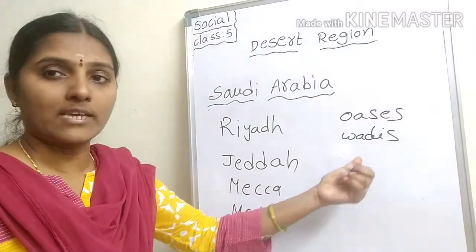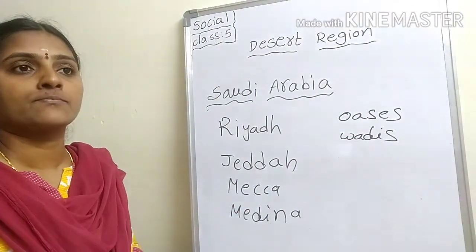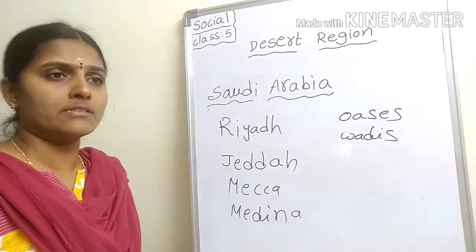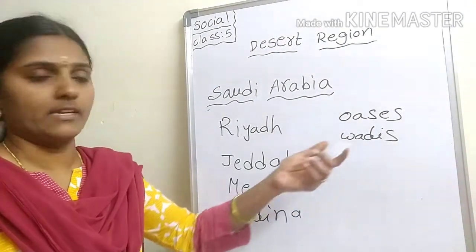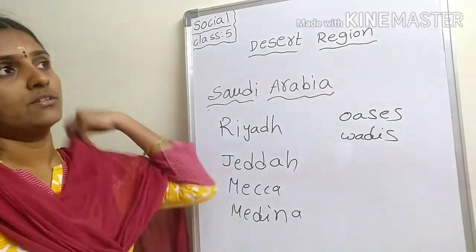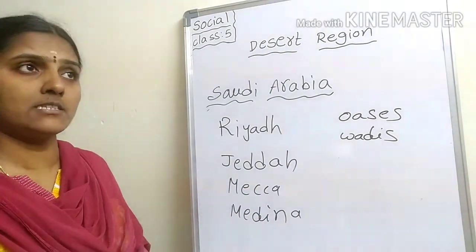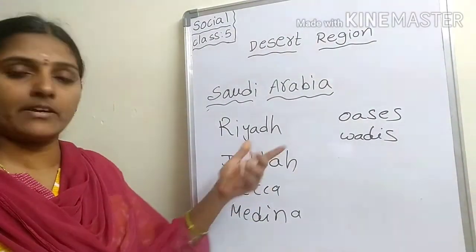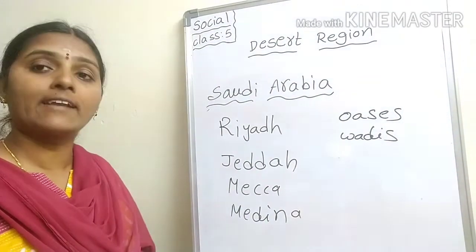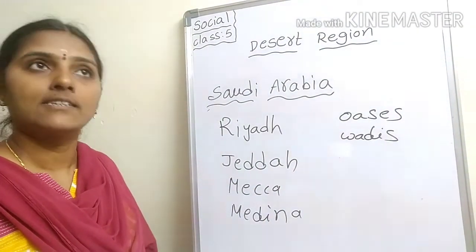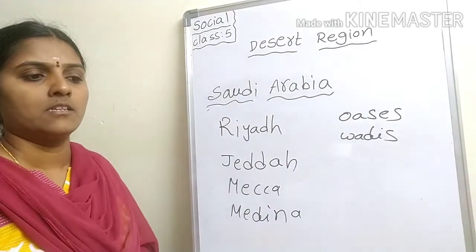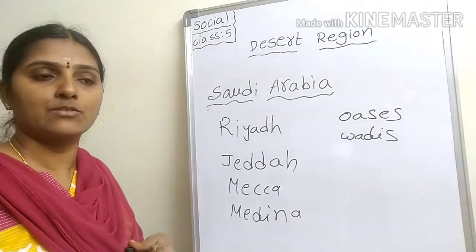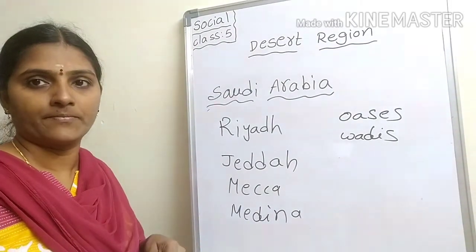Oases and valleys are fertile areas. Hence, human settlements are found here. Understood? Next, vegetation is sparse, with varied types of cactus and other desert plants. The camel is the most useful animal and is used for transportation.